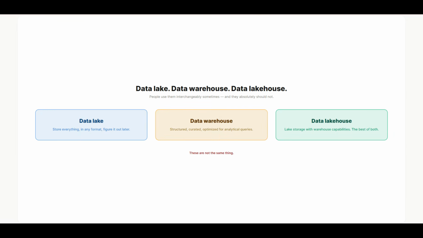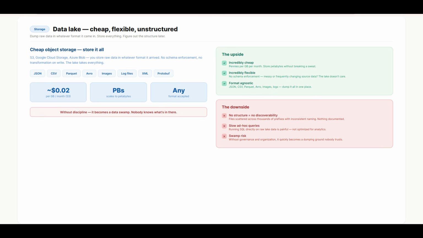3 terms you'll hear constantly: data lake, data warehouse, data lakehouse. People use them interchangeably sometimes, and they absolutely should not. A data lake is essentially cheap object storage. Think S3 or Google Cloud Storage, where you dump raw data in whatever format it came in: JSON, CSV, Parquet, Avro, images, log files, doesn't matter. You store it all, you figure out the structure later.